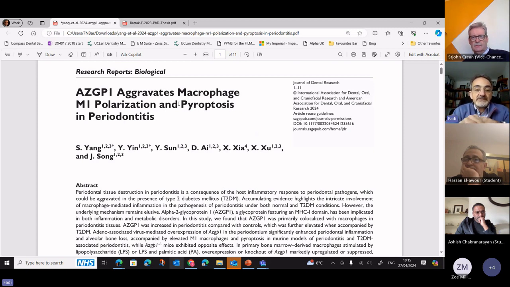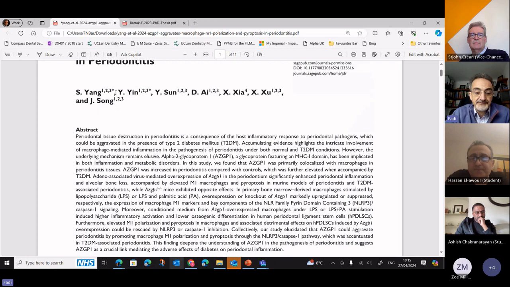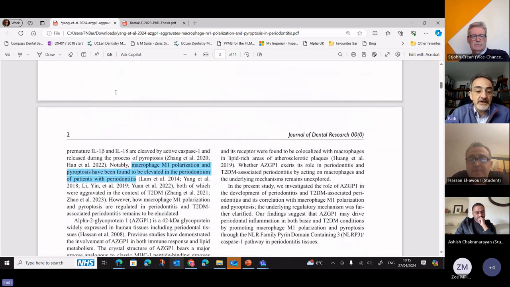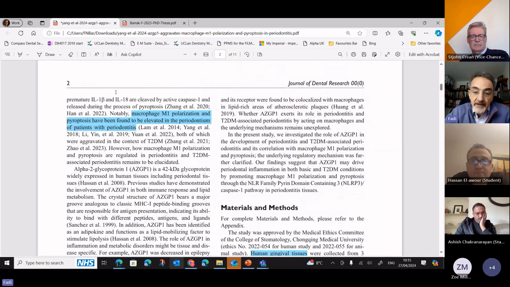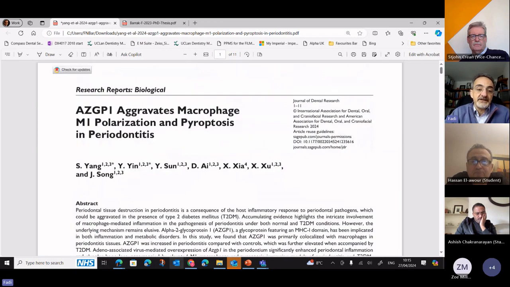What this study looks at is, what is the mechanism of this? What's activating and promoting this? And they look at this AZGP1. The AZGP1 is basically a type of glycoprotein. So if I scroll down, the glycoprotein is involved in lipid metabolism, lipolysis, and does different things in different tissues.